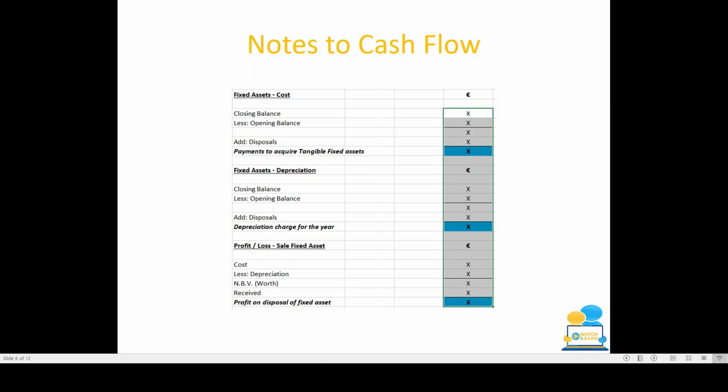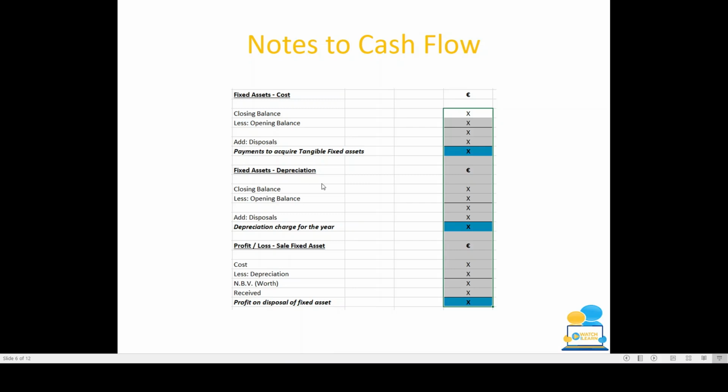So to approach answering the question that I've inserted, the first thing I would do is to do up some notes to the cash flow. So again, I would have a look at the assets. So I would do a note on the cost of fixed assets. I would start off with getting the closing balance. Then I take away the opening balance for the cost of the fixed asset. Then I add disposals, and this would give me the payment to acquire tangible fixed assets, which is a figure I will need when preparing the cash flow statement and accompanying statements.